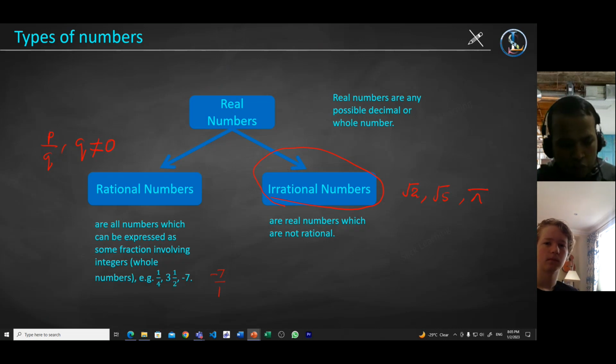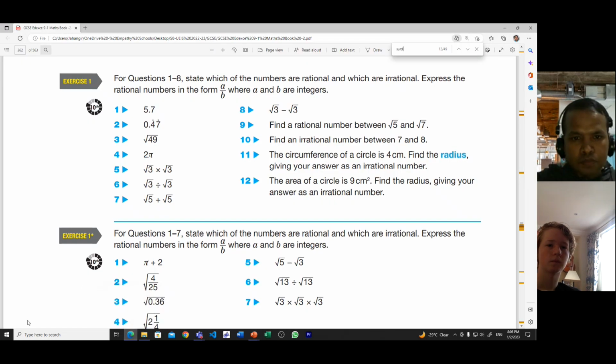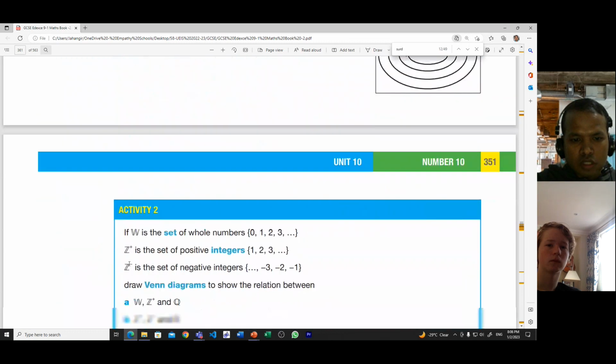So we have some symbols to represent these. Usually we write the real numbers with capital R, and the irrational numbers we represent by Q, and the integers we represent by Z, or Z plus for the positive integers, or Z minus for the negative integers. In the book you might have seen different symbols. Here you can see what symbols you have.